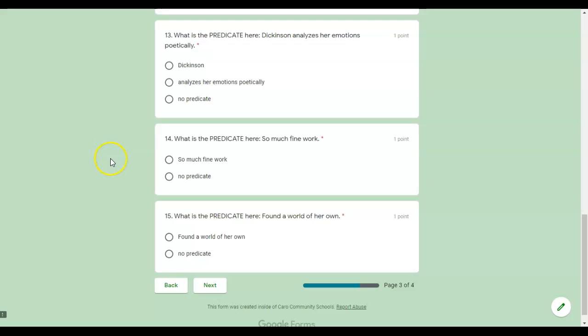Let's look at 14. What's the predicate here? So much fine work. Who or what is the sentence about? We don't know. What did they do? We don't know. But there's something about fine work. So we're missing a subject, we're missing a predicate.